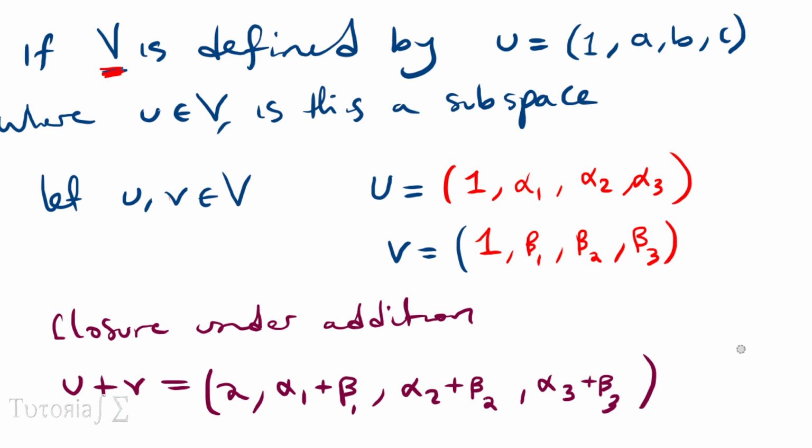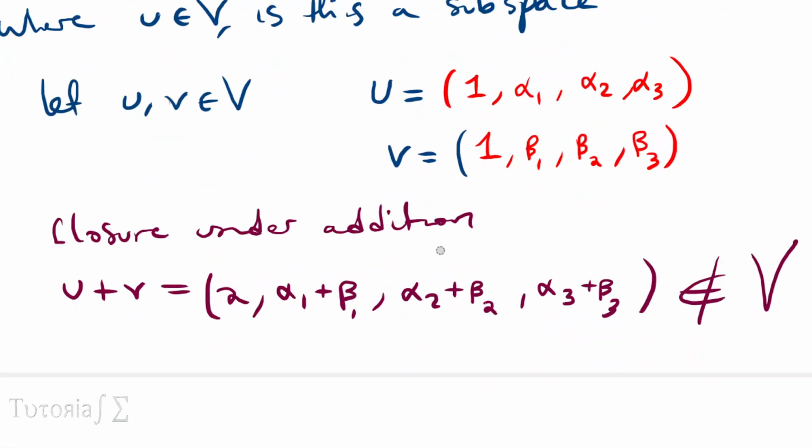So we can say this one is not an element of what? Of V, because in this V, the first entry should always be a 1. But here we have a 2. The second entry can be any other scalar. So closure under addition has failed. Once one of the closures fails, we conclude that it is not a vector space. I mean, it's not a subspace.